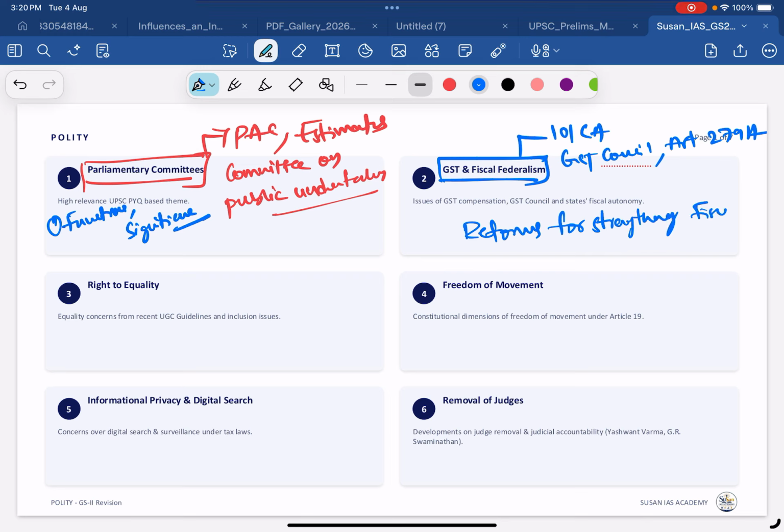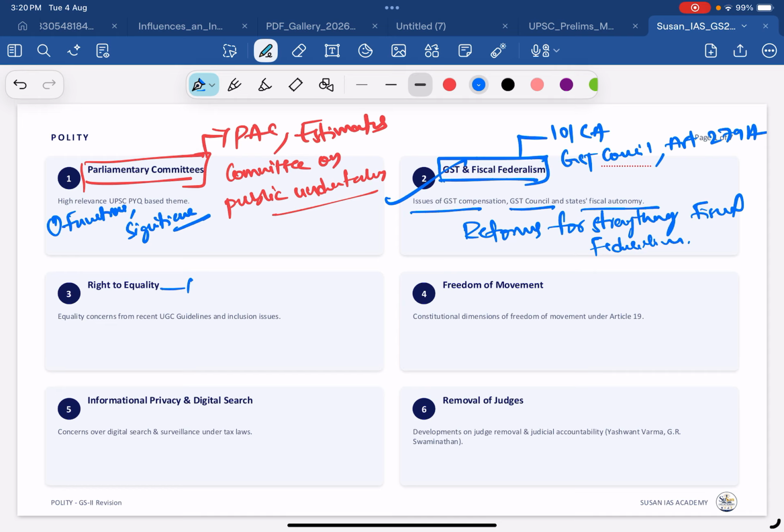One has to cover these issues in fiscal federalism and GST, like issues of GST compensation, the GST Council, and state fiscal autonomy. So these are the two topics we have discussed now: one is parliamentary committees, the second is GST and fiscal federalism, and the third one is right to equality.